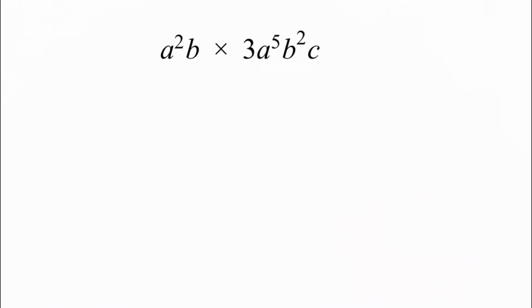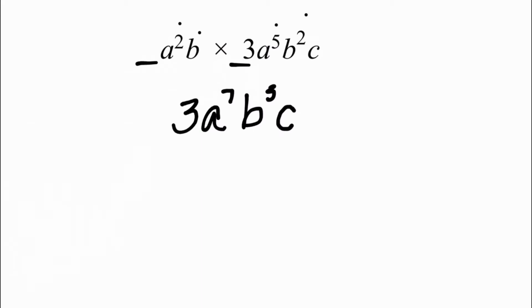Okay, I hope you got it. Let's go ahead and go over it together. So this is a 1 and a 3, so that's 3. Then we have A, that's a 2 and a 5, so it's going to be to the 7th power. We have B, 1 and 2, that's 3. And then we have a C, just one C, so we're going to leave that one just like that.